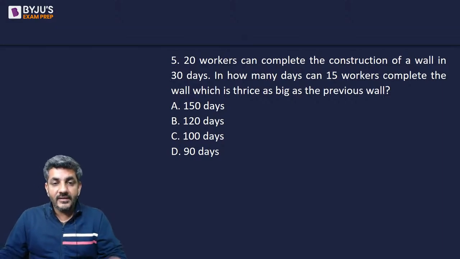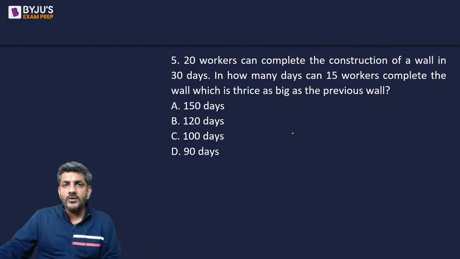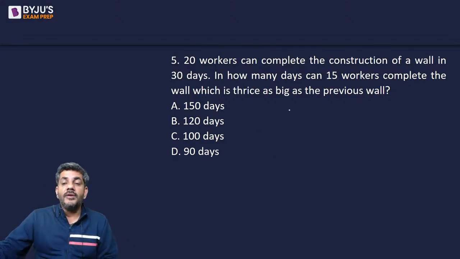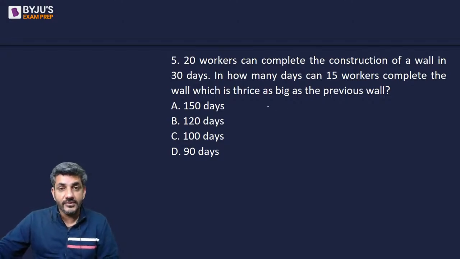Okay, let's start doing it then. What does the question say? It's a simple, straightforward question. 20 workers can complete the construction of a wall in 30 days. In how many days can 15 workers complete a wall which is thrice as big as the previous one?